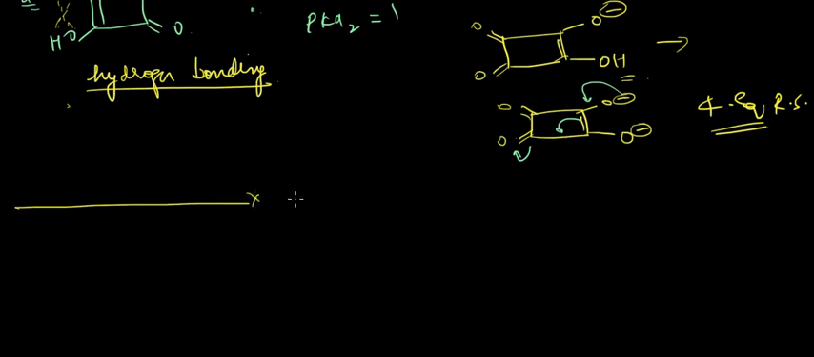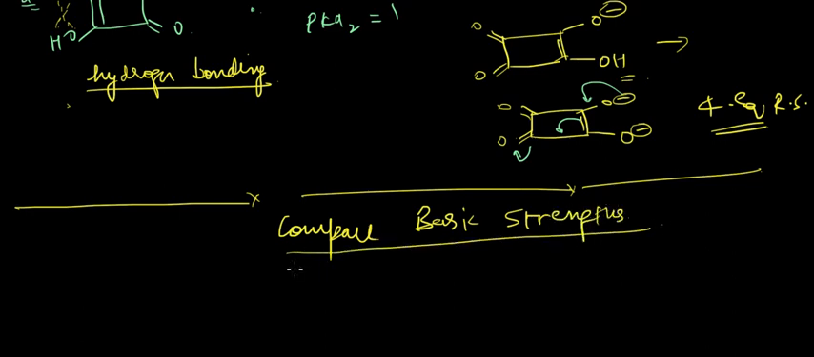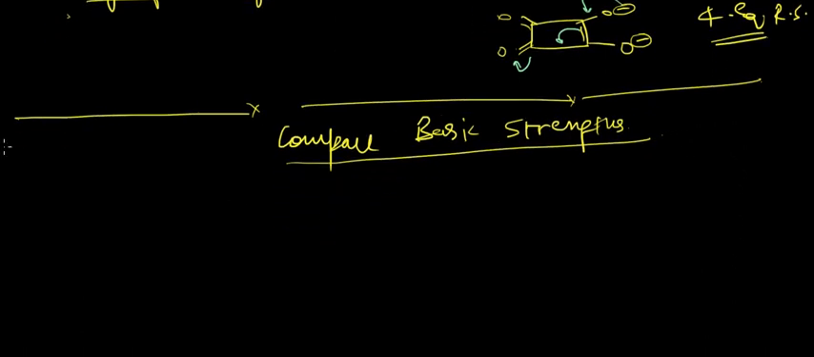So now let us look into the comparison of basic strengths. So the next topic is comparing basic strengths. Okay, so for comparing the basic strengths, we have two methods. The first one is by adding hydrogen to the base: if the conjugate acid formed is more stable, then stronger is the base. So I'll just write it for the documentation sake and for a clearer understanding.